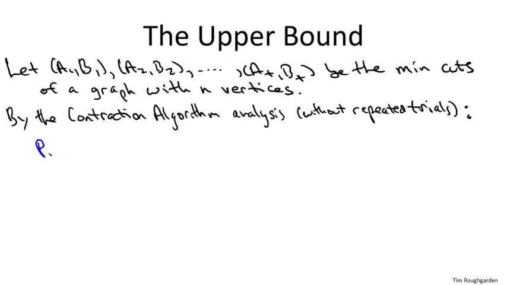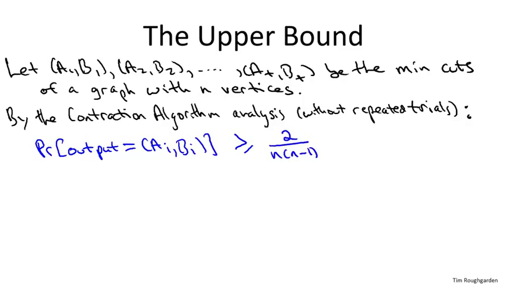in the end we made a sloppy inequality. We said it's at least 1 over n squared, but if you go back to the analysis, you'll see that it was in fact 2 over n times (n minus 1), also known as 1 over n choose 2. So instantiating the contraction algorithm success probability analysis without all of the repeated trials business, we show that for each of these t cuts, for each fixed cut (Ai, Bi), the probability that this algorithm outputs that particular cut is at least 1 over n choose 2.